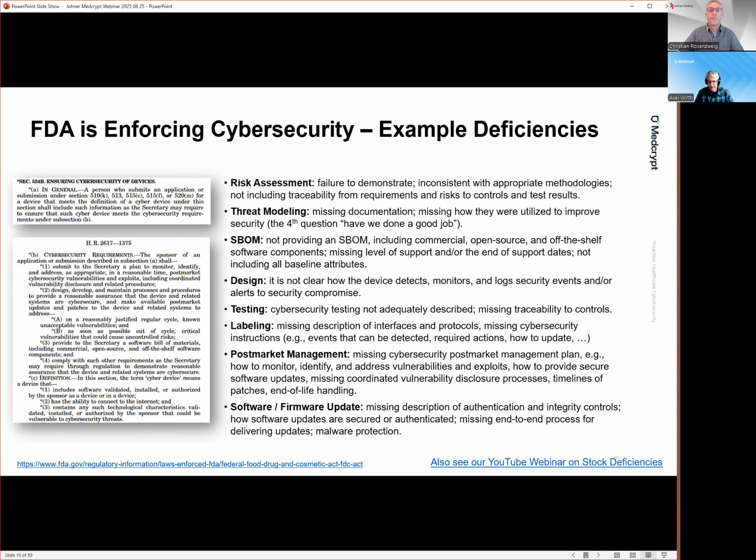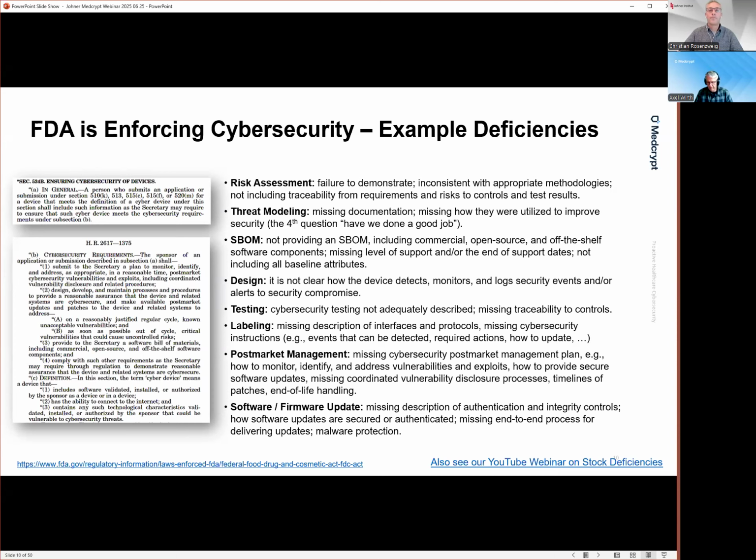Design issues, right? How does the device actually detect, monitor, and log security events? Testing, make sure that the testing is adequately described and the testing provides traceability to the implemented security controls to demonstrate that they're actually working. Security labeling, right? Missing description of interfaces, protocols, instructions for users, and so forth.